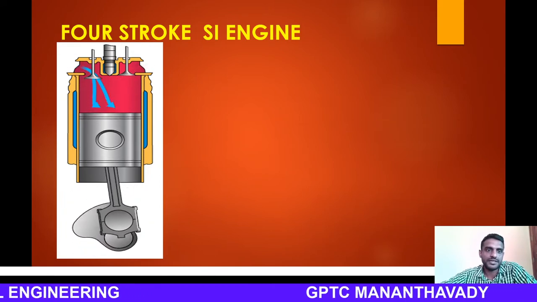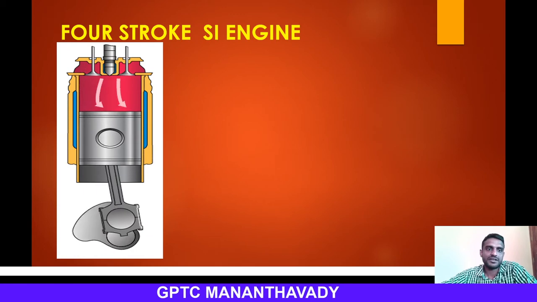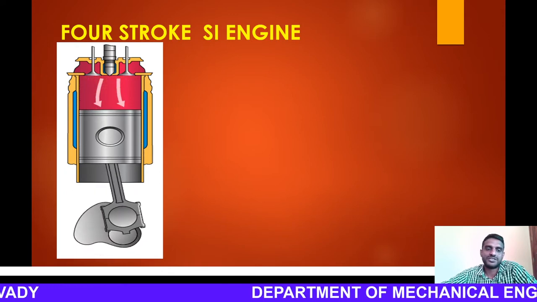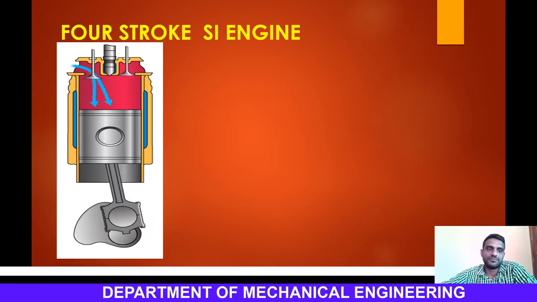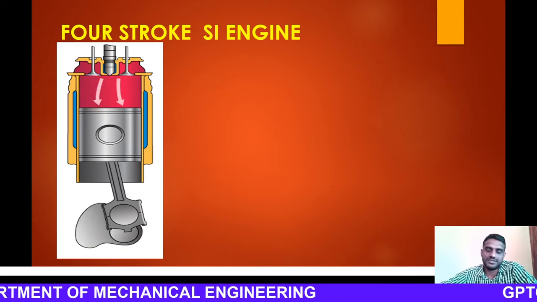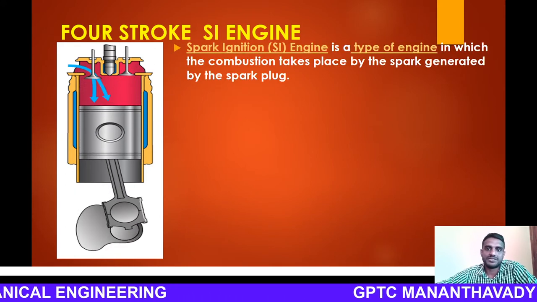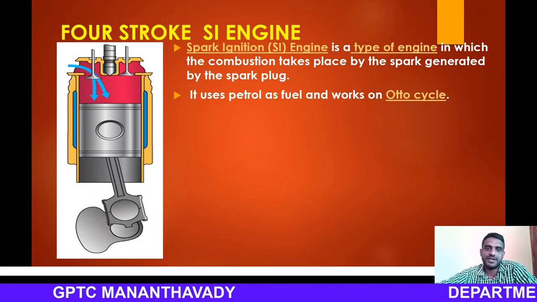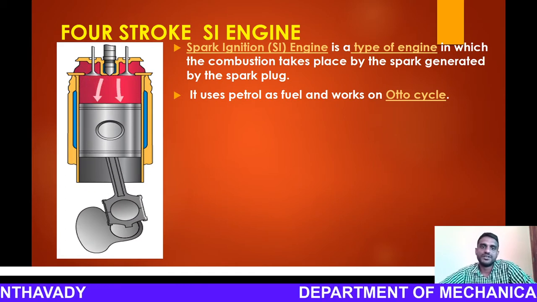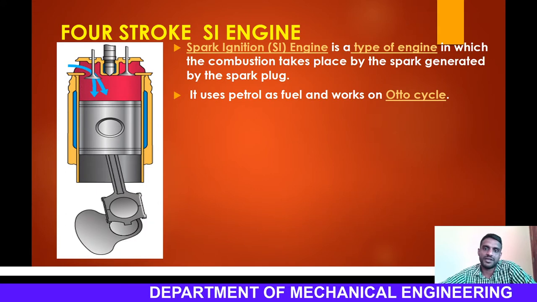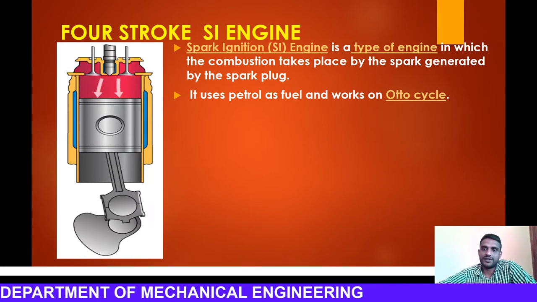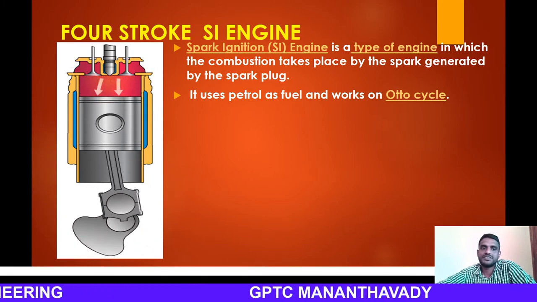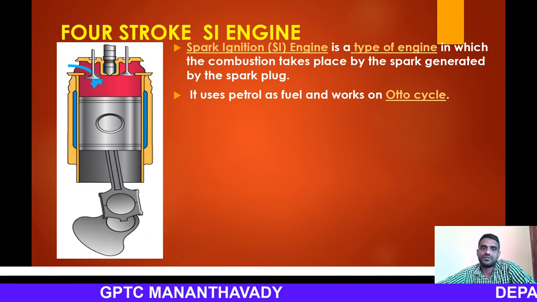As we already discussed, in an SI engine a spark is initiated by a spark plug, and an air-fuel mixture is introduced into the system. That's the difference here. So the SI engine is a type of engine in which combustion takes place by the spark generated by the spark plug. It uses petrol as fuel, so it is also known as a petrol engine, and it works on the Otto cycle. It is a theoretical thermodynamic cycle upon which the four-stroke SI engine works.